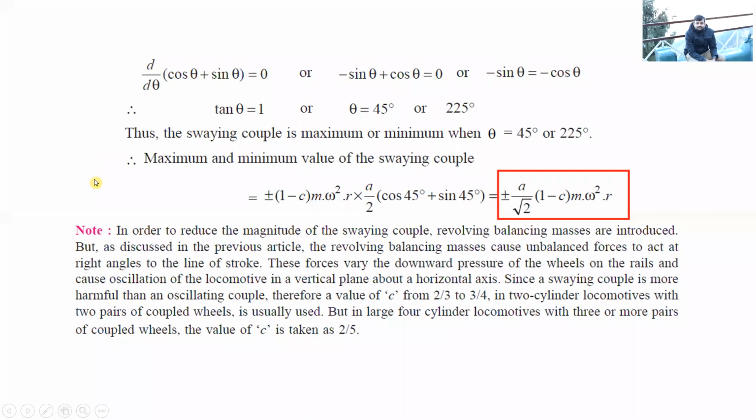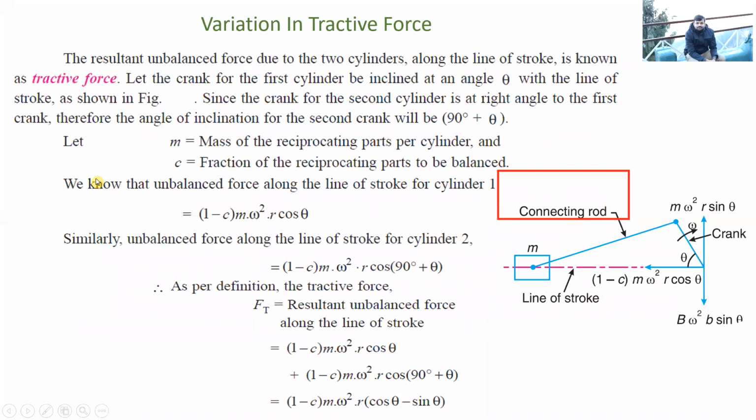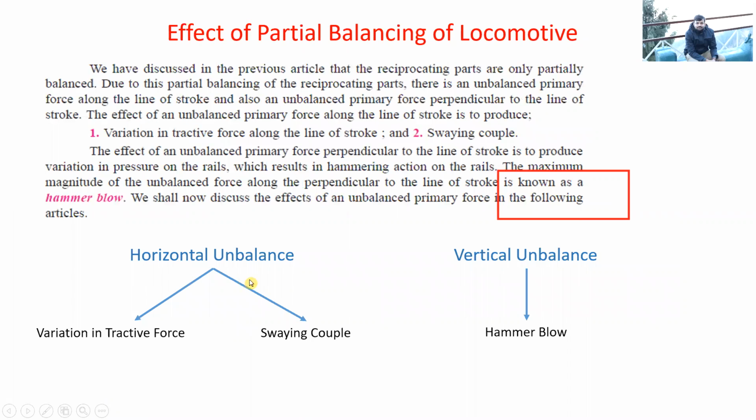Now we have discussed two things, that is the effects of the horizontal unbalanced force. So we discussed the variation in tractive force and the variation in swaying couple. Now the third thing is the effect of the vertical unbalanced force, and that effect is known as hammer blow. So let's just discuss that.